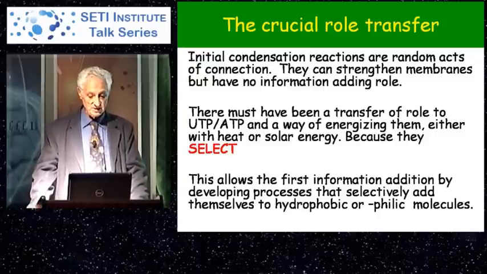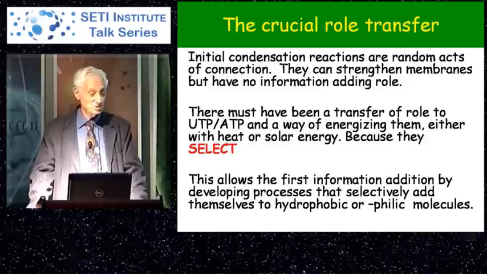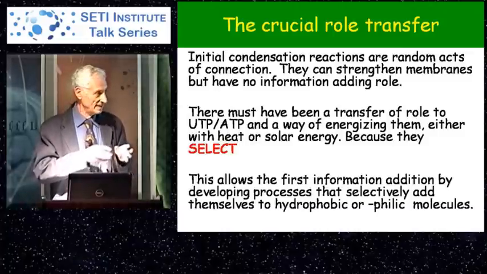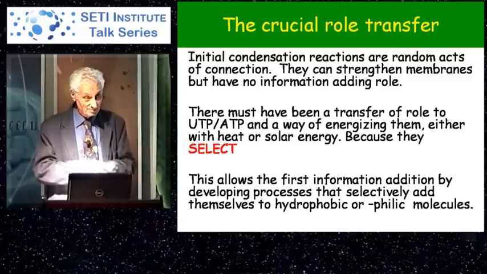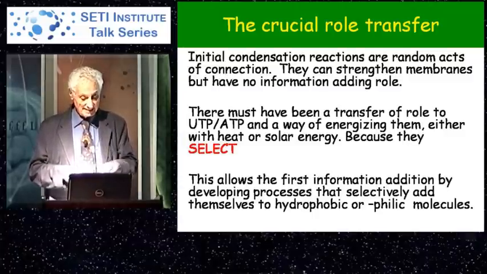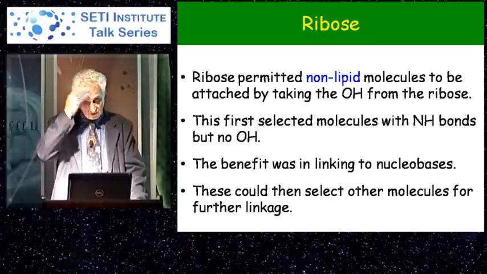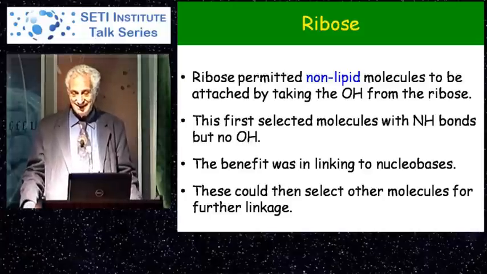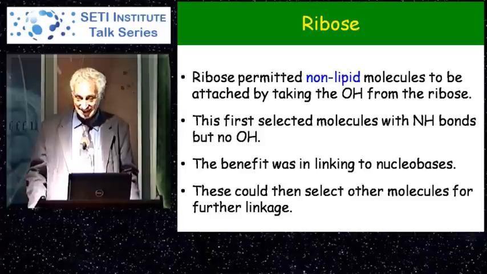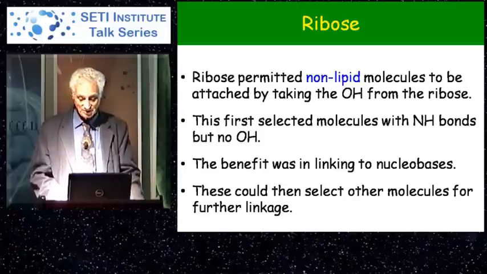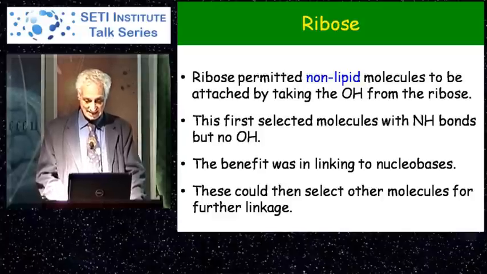The initial condensation reactions were random. They can strengthen membranes, but they have no information-adding role. There might be a transfer, something that has some kind of selection, selecting molecules that like water, molecules that didn't like water. That allowed the first information process to develop. So I said the ribose is helpful, particularly in allowing the selecting bases to connect with the phosphate, and equally having further OHs that would help more condensation reactions add together.